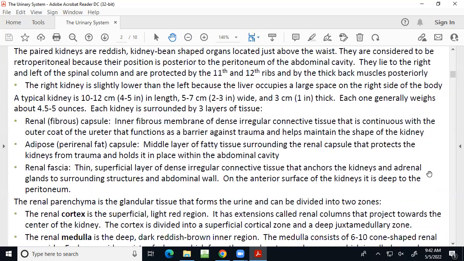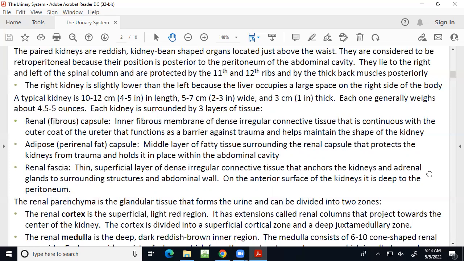There are a pair of them, and they are both reddish, kidney bean shaped organs located just above our waist. We classify them as being retroperitoneal, which we talked about that term the other day, which means that they lie posterior to the peritoneum in our abdominal cavity. So they have that shiny membrane covering them. They lie to the right and left of our spinal column and are protected by our 11th and 12th ribs, but also by the thick back muscles, like our latissimus dorsi muscles, that are pretty thick and protective in their own right. But that's not always 100% efficient.